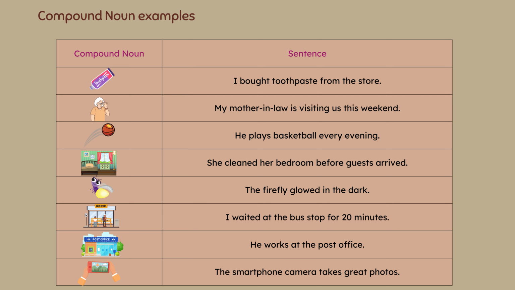The smartphone camera takes great photos. Smartphone camera is a compound noun in open form. All these compound nouns are made by combining words to give new and specific meanings.